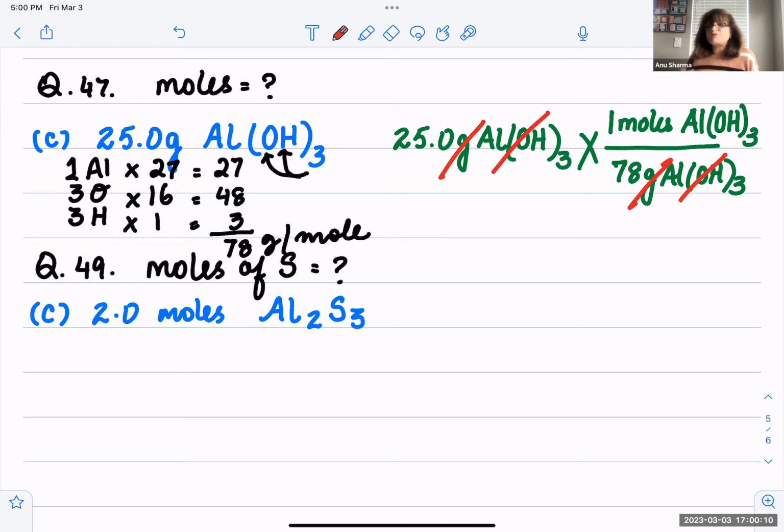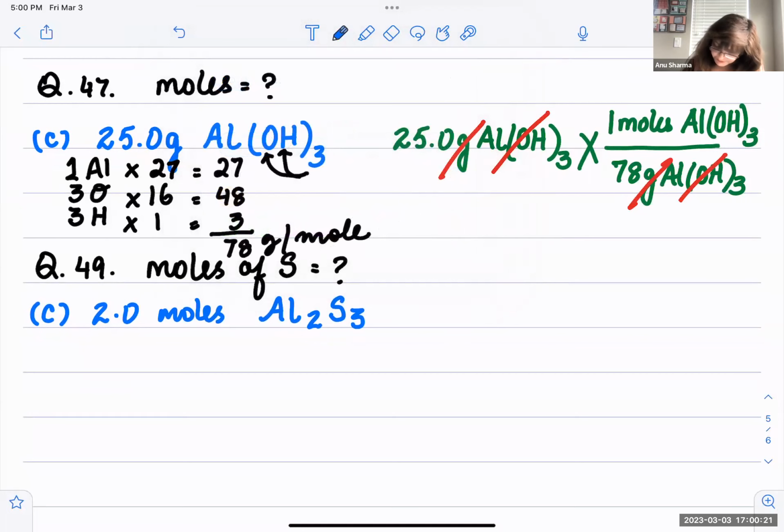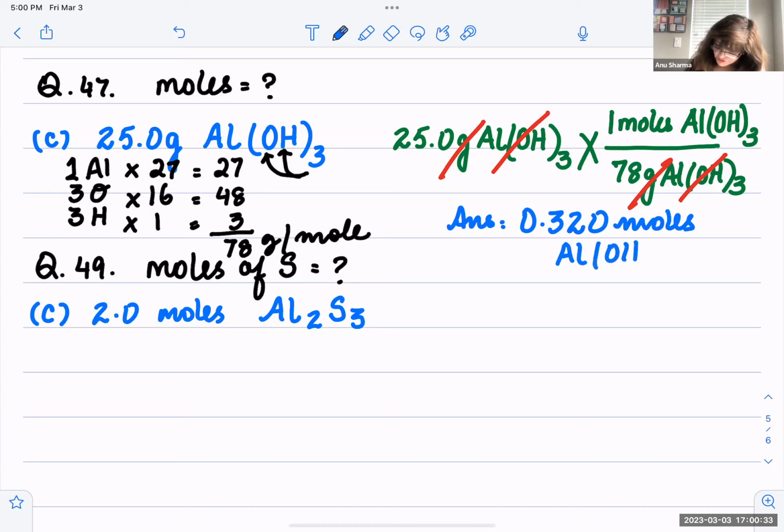So 25 times 1 divided by 78, or in other words, 25 divided by 78 gives you 0.320. Excuse me. So the answer here is 0.320 moles of Al(OH)3.